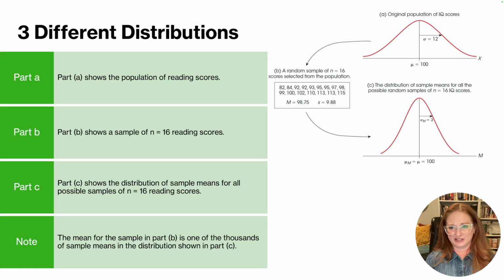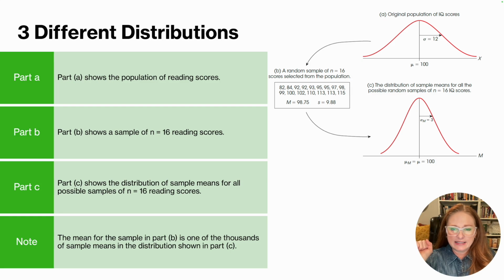Okay, take a look at this one. This one's a little bit trippy, but I like it. Part A: start at the top, and then we're going to go counterclockwise. Part A shows the population of reading scores. We have an average score of 100 and a standard deviation of 12. This is just reading scores. And then we grab 16 people out of this population. Remember, the average of the whole population is 100.